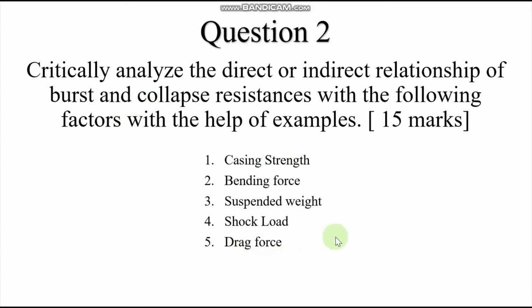The bending force, the suspended weight, the shock load, and the drag force have an indirect relationship with the burst and collapse resistance, because all these four contribute to the axial component of the triaxial stress.